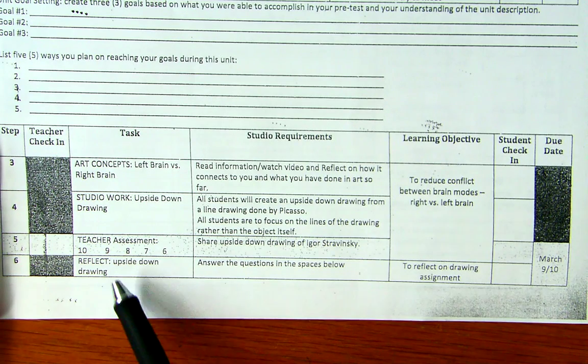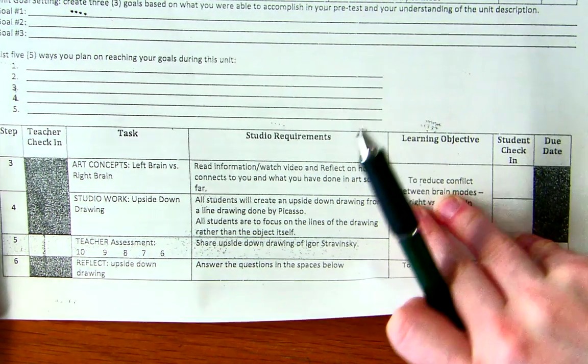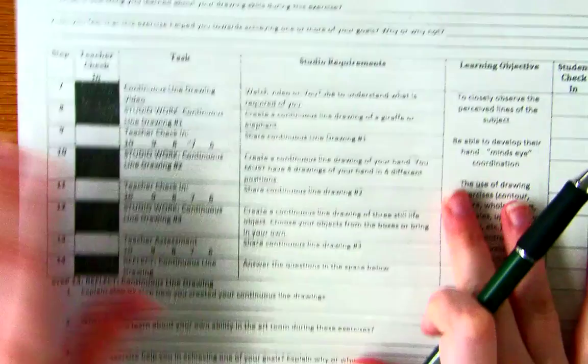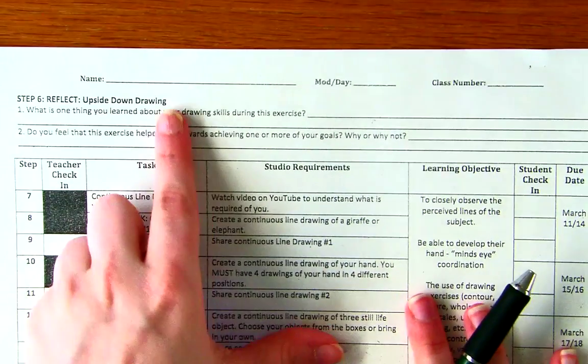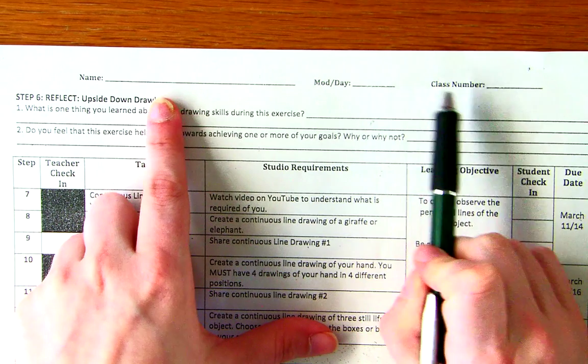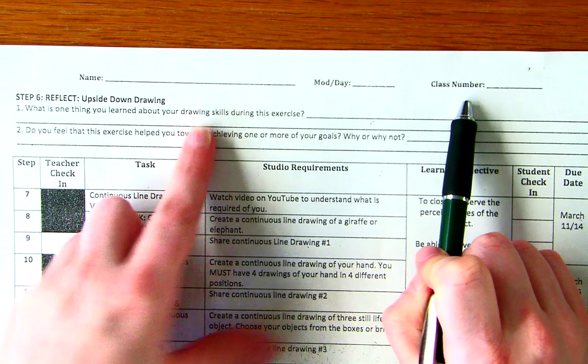Okay? Now, for step 6, the reflection, if you flip it open, is on the next page, all the way up top. Notice I have another space for your name, mod, and class number. Please fill this out on every page.